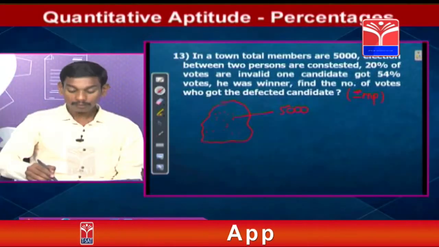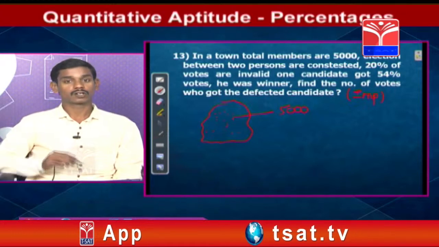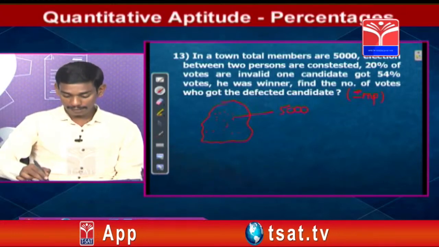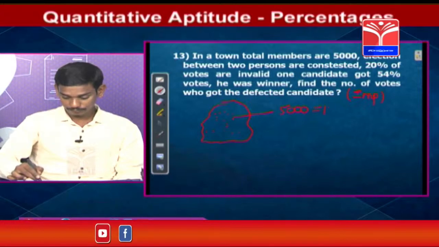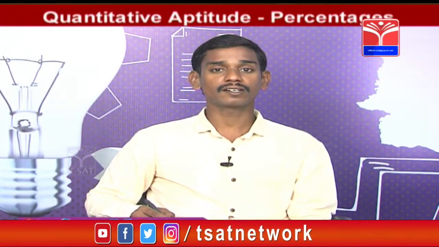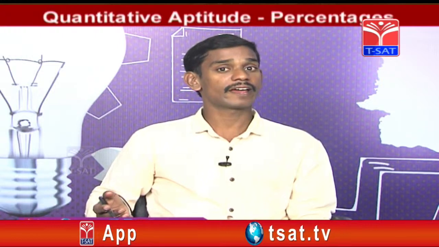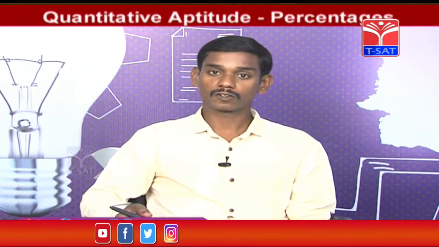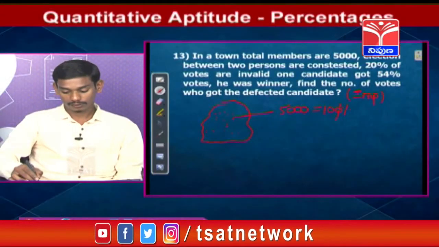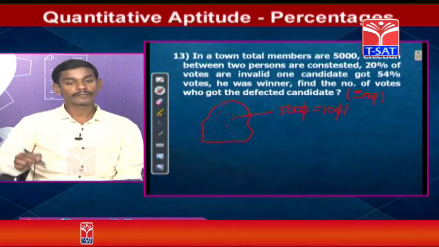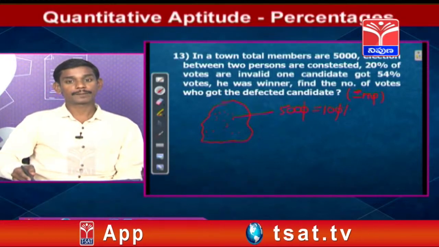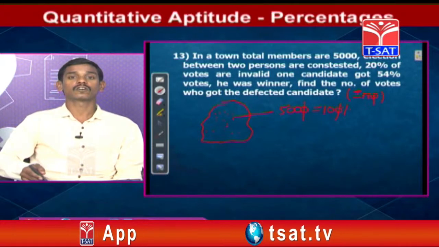Total members, already I said many times, 5000 is equal to how much percentage? 100 percentage. In that, how many votes are invalid? 20%. So just find 20% or 80%. Why? Because 20% of votes invalid means how many percentage of votes valid? 80%. So better to follow the magical trick. So 0 will cancel. 10%. 10% is nothing but how much? It is equal to 500.